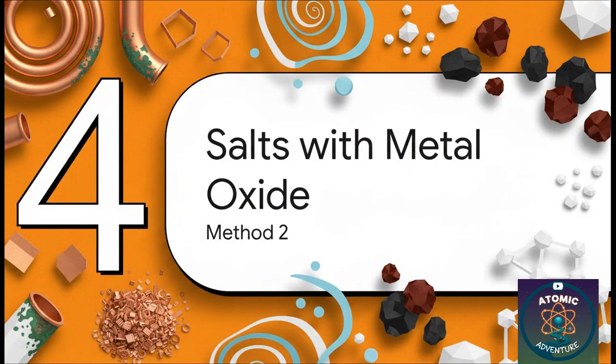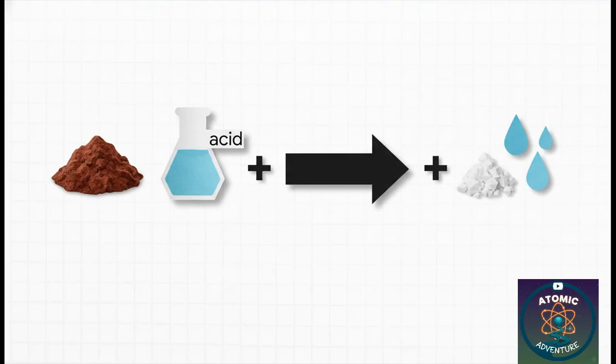But hang on, what if you have a metal like copper that's just not reactive enough to react with an acid by itself? No problem. For that, we've got method number 2, using a metal oxide instead. Now, the equation here is a bit different, and you really need to notice this. A metal oxide plus an acid gives you a salt and water. See that? We get water this time, not hydrogen gas. That's a super important difference to remember.